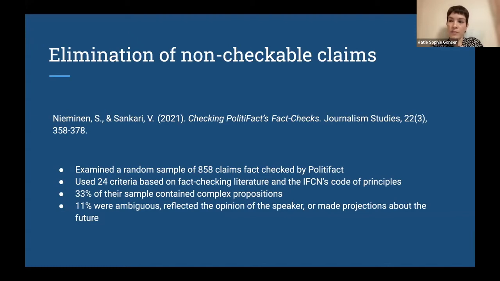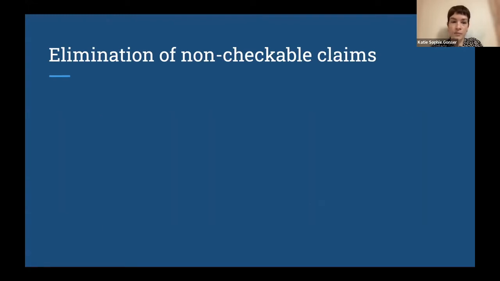And they found that several claims weren't checkable. For them, 33% of their sample wasn't checkable because claims contained complex propositions. So although a claim was treated as one single claim, there are actually multiple claims within it with varying veracity. That's what leads to the kinds of ratings like partially false, partially true, and mixed. They also found that 11% of their sample wasn't fact-checkable because the claims were ambiguous. Maybe they reflected the opinion of the speaker or made projections about the future. So we decided that we wanted to use this paper to eliminate non-checkable claims in our sample.